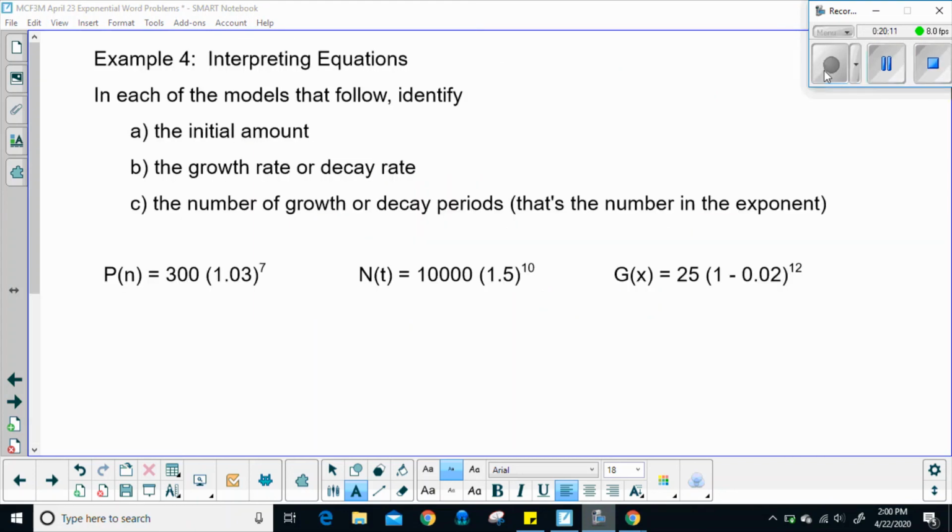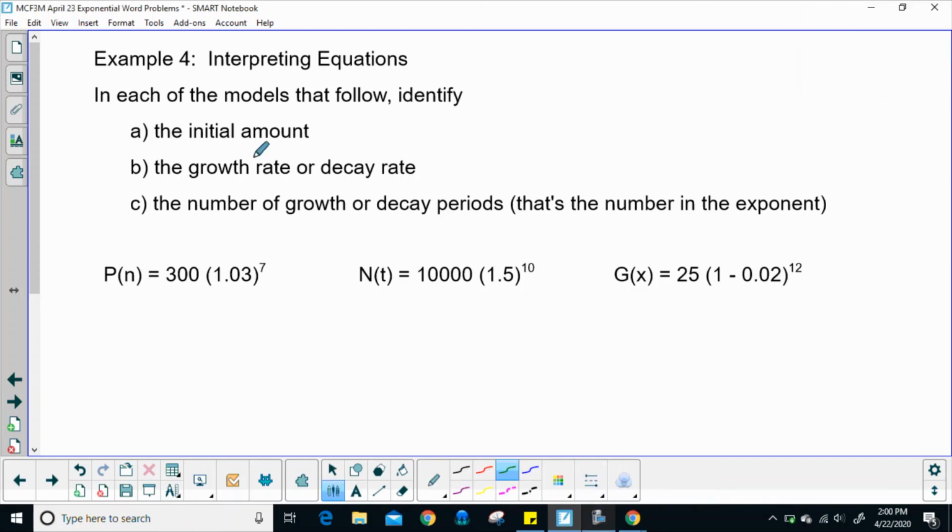Okay, so just to finish it off, let's look at example 4. Here I'm giving you 3 different equations, and I want you to interpret them and tell me what you see. I want to figure out the initial amount, the growth rate or decay rate, and then the number of growth or decay periods. That's what the number in the exponent is: how long are we doing this for? So let's look at the first one. Let's remember that the initial amount is the number in front of the bracket. In each case, my initial amount is in front.